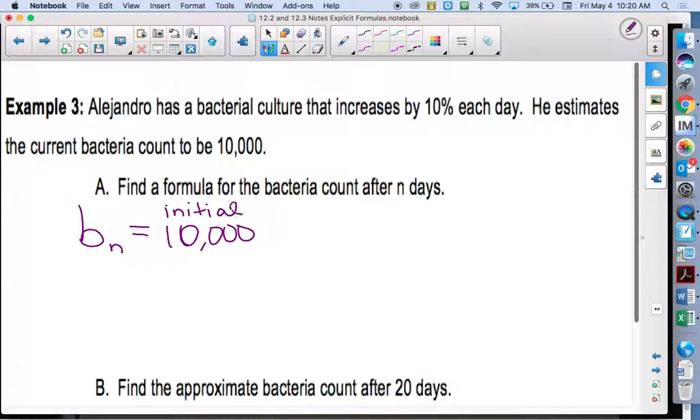And then Sam, in parentheses is 1.1. Because it's 10%, which is 0.1, you're adding that to 1. If it was declining, we would subtract it from 1. And then n days gives us the n. So this is the rate of increase. Nice job, Sam.